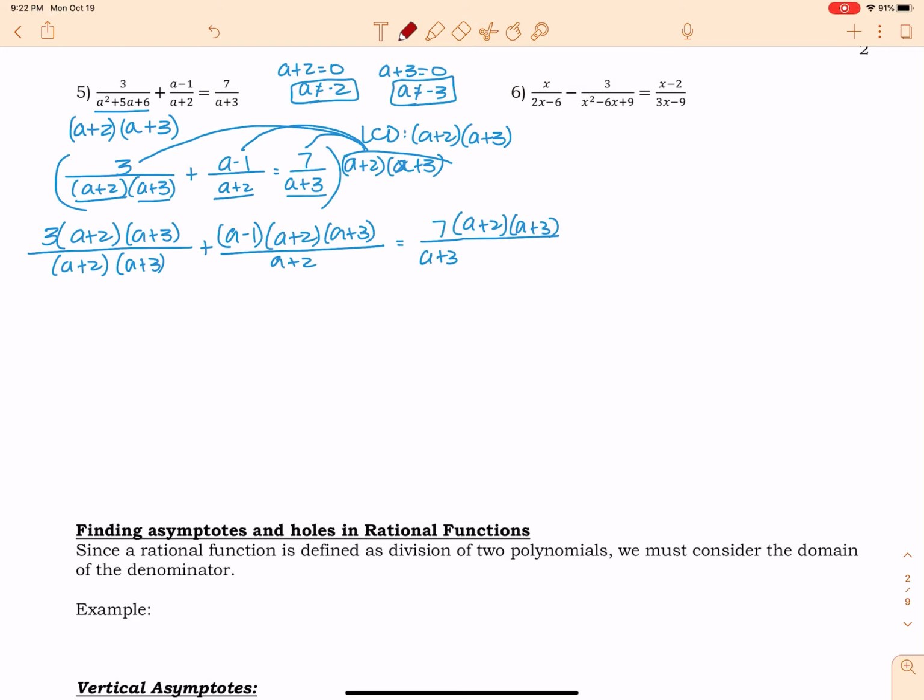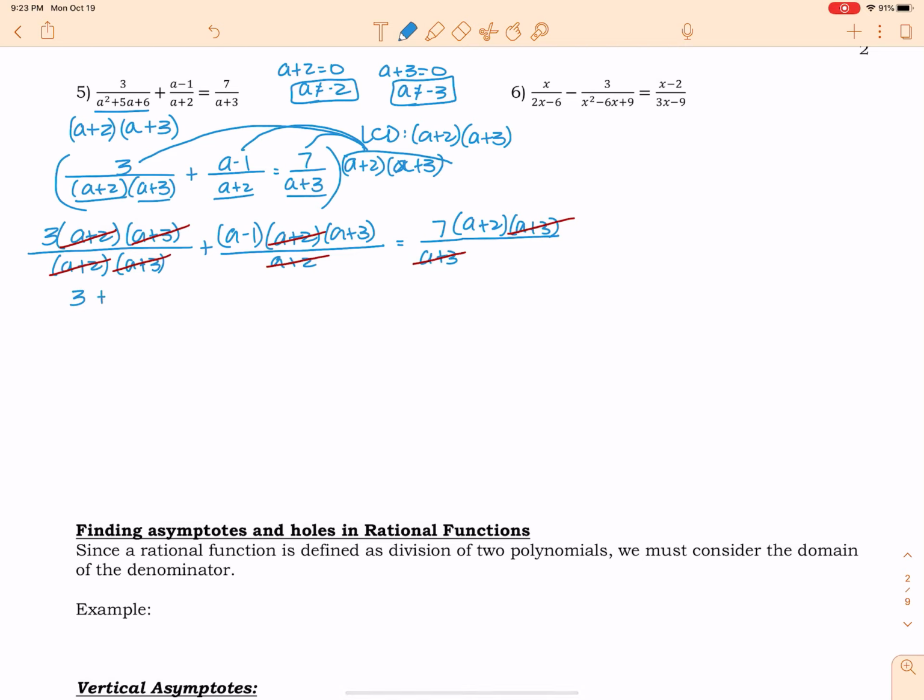reducing. Let's use a brighter color. A plus 2 and a plus 2, a plus 3 and a plus 3, a plus 2 and a plus 2, a plus 3 and a plus 3. Remember, if all of your denominators don't get marked out, you've done something wrong. Okay, so what do we have here?